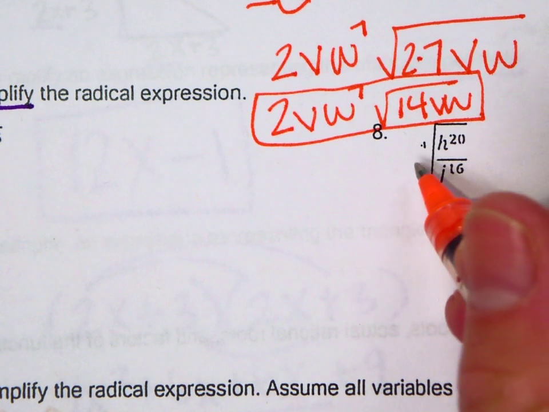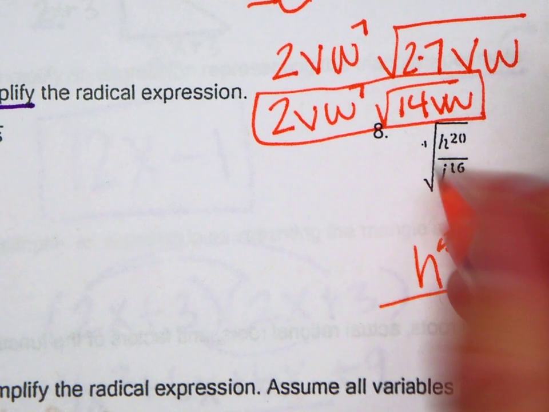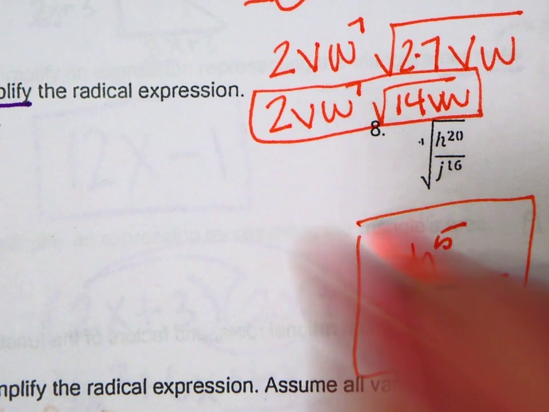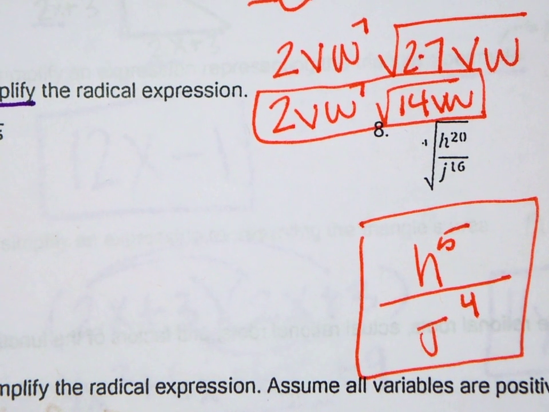Same thing with the fraction. It's a 4th root. So 4 goes into 20 5 times. 4 goes into 16 4 times. You square root the top, square root the bottom. So those worked out evenly, so you don't have anything left over on the inside.